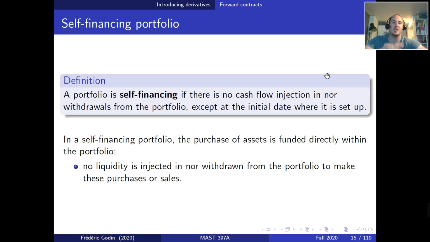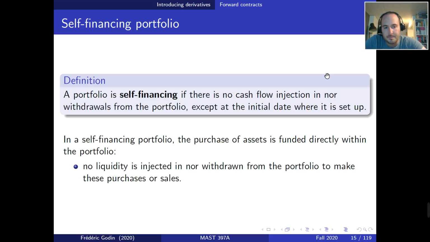Okay, so we discussed short sales. We will now discuss self-financing portfolios. Again, this will be necessary for the determination of strike prices from forward contracts. So we said we need to introduce some concepts. Now we're introducing the concept of a self-financing portfolio. A portfolio is said to be self-financing if there are no cash flow injections nor withdrawals from the portfolio except at the initial date where the portfolio is set up.